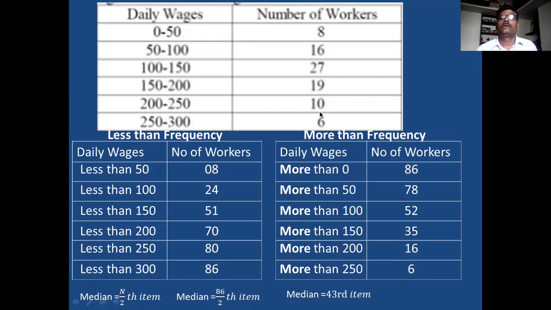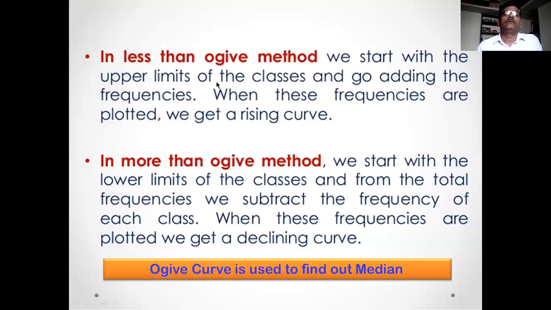You take 6. 6 plus 10, 16. 16 plus 19, 35. 35 plus 27, 52. 52 plus 16, 78. 78 plus 8, 86. Like that, in reverse you come. It is easy. Then we will see what is less than and what is more.